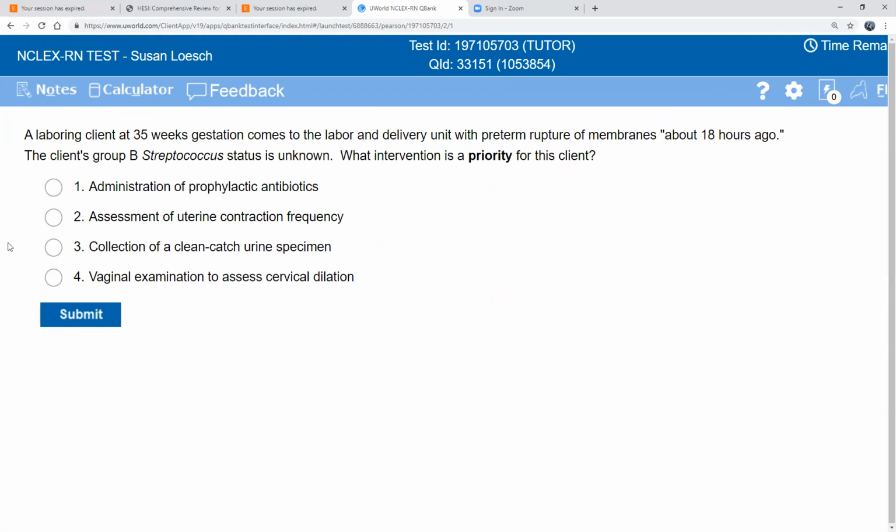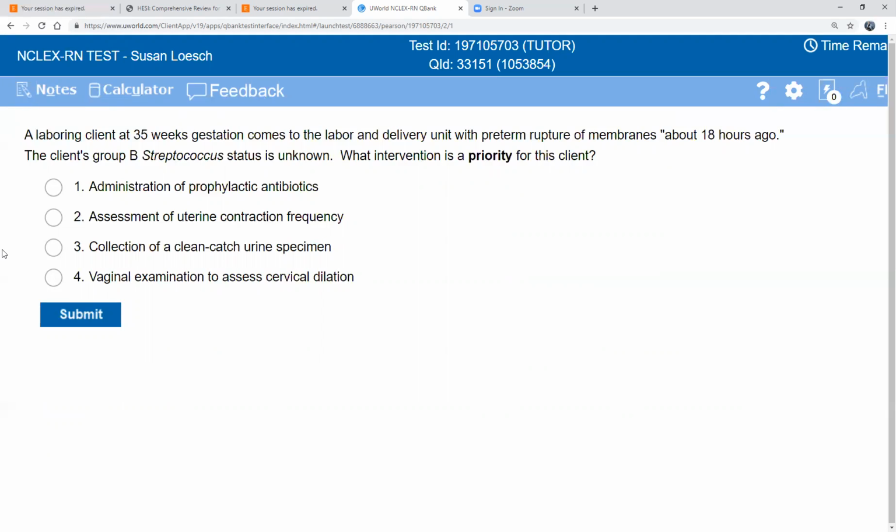A laboring client at 30-week gestation comes to the labor and delivery unit with preterm rupture of membranes about 18 hours ago. The client's group B streptococcus status is unknown. What intervention is a priority for this client?